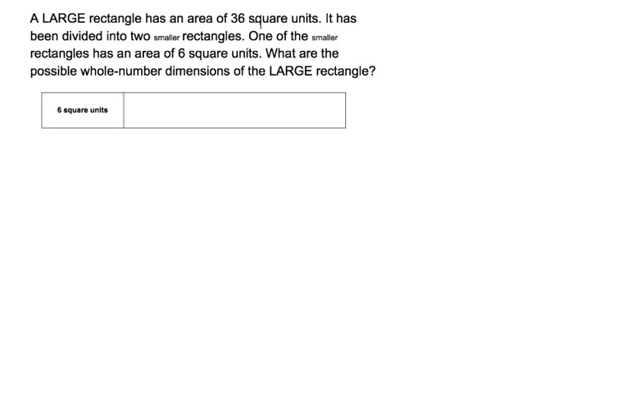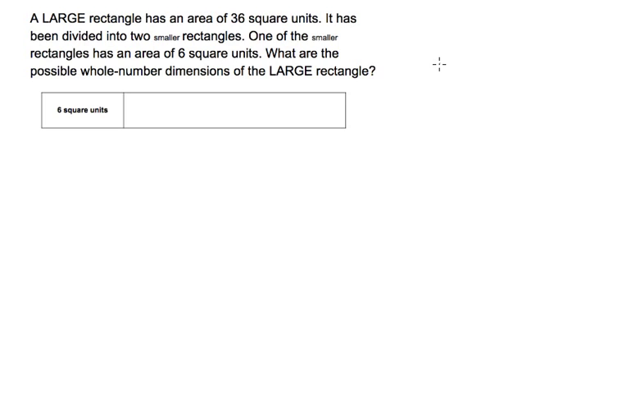So you may notice that I have different numbers here. In this problem, we have a large rectangle that has an area of 36 square units, but in your homework you have a rectangle that has an area of 28 square units. I just want to talk to you about how you would go about solving this problem so that you can do part B on your own.